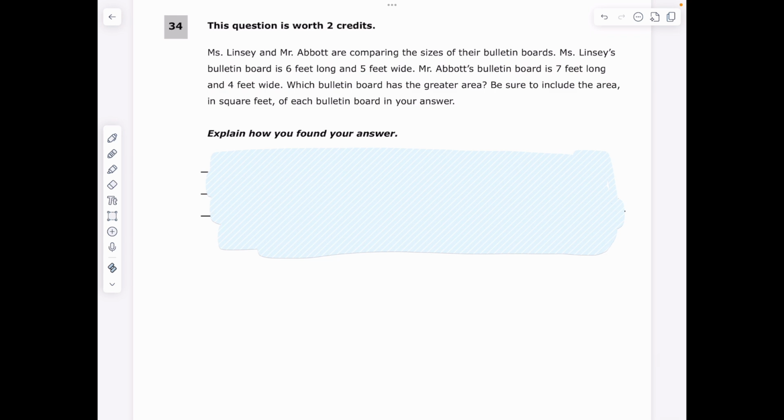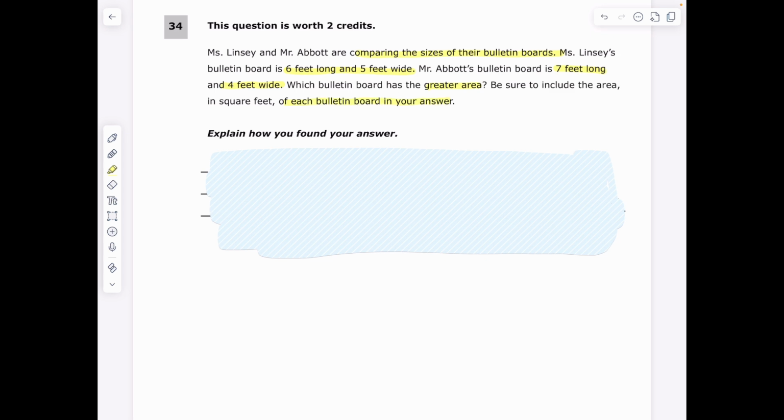All right, let's start getting into our 3-point problems. Oh no, these are 2-point problems. So I'll read it first and see how I have to do some explaining, and I can show some work for this one. Mr. Lindsay and Mrs. Abbott are comparing the size of their bulletin boards. Mr. Lindsay's board is 6 feet by 5 feet wide. Mr. Abbott's bulletin board is 7 feet long and 5 feet wide. Which board has the greater area? So that's the question I'm trying to answer. Be sure to include the area in square feet of each bulletin board.